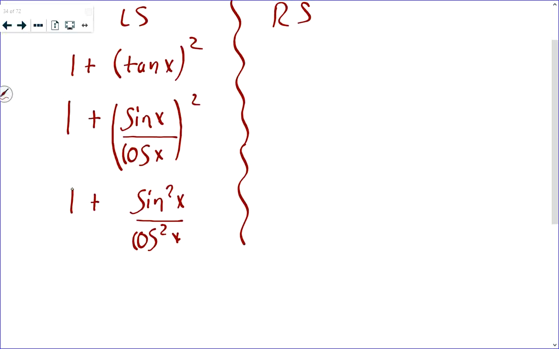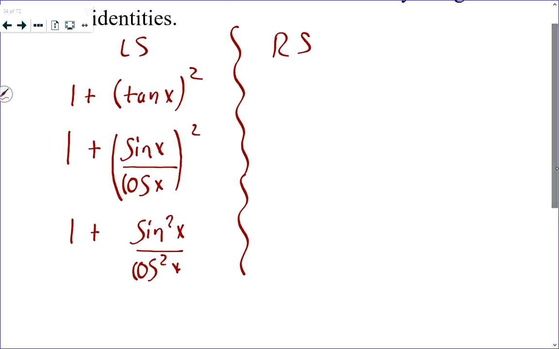When we get to the lesson on proofs, I will tell you there's some extra information we need to add in our work. But I would have no problem with you going from here directly to there. If tangent is sine over cos, tangent squared is sine squared over cos squared. Okay? Let's do the same with the right-hand side.